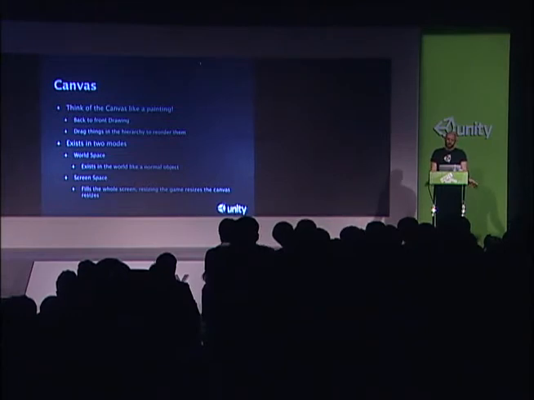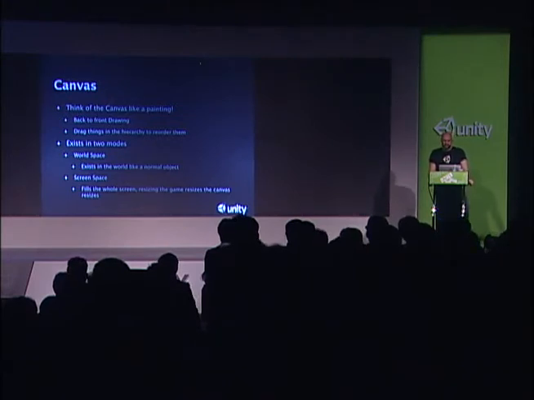A canvas exists in two modes. The first one is world space mode, and just think of that like putting a painting somewhere in your world. What it does is it renders the GUI at this position in the world, and essentially you can see it in the world as you move around, like you could render computer screens or paintings or something similar using this. The second mode is screen space mode. What this does is it fills the whole screen with the canvas, and as the game view resizes or your game resizes, the canvas will resize as well. But enough talk about the canvas. Let's go and have a look at how these work in a real project.